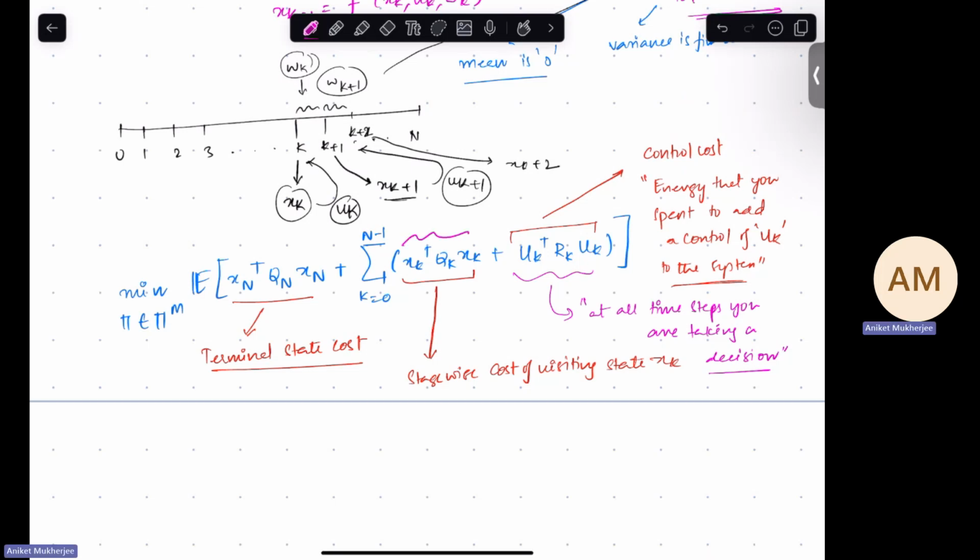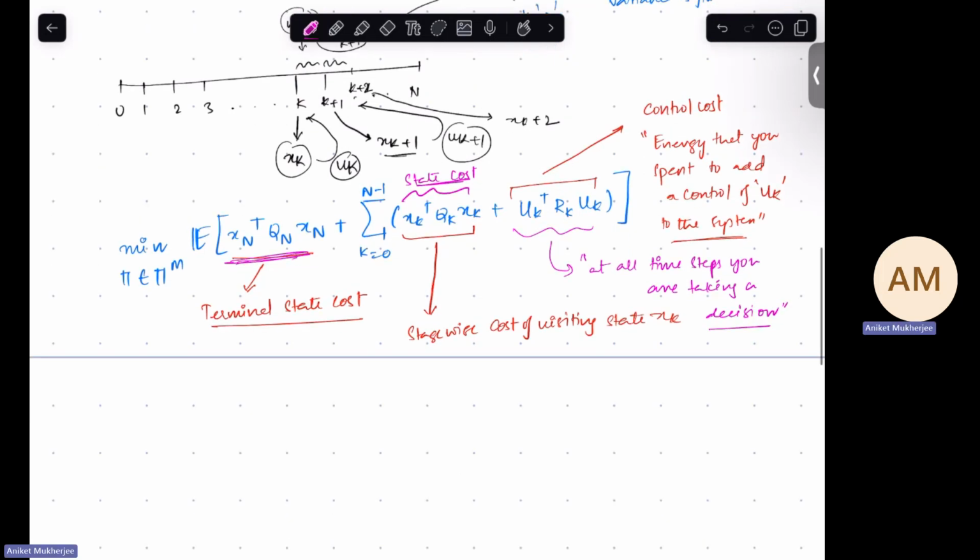This is your state cost, the cost you pay for visiting a state. And this is your terminal cost at time step n. Because it's a finite horizon problem, we are looking only till horizon n.